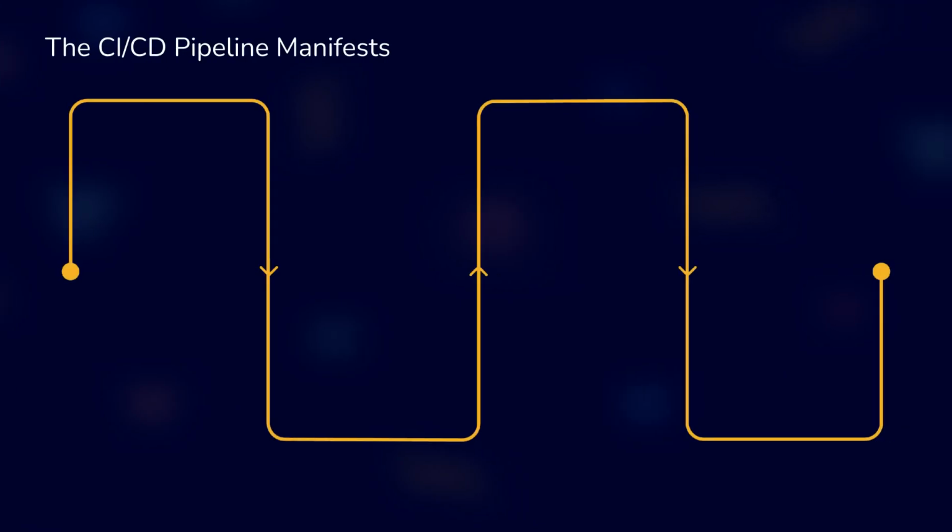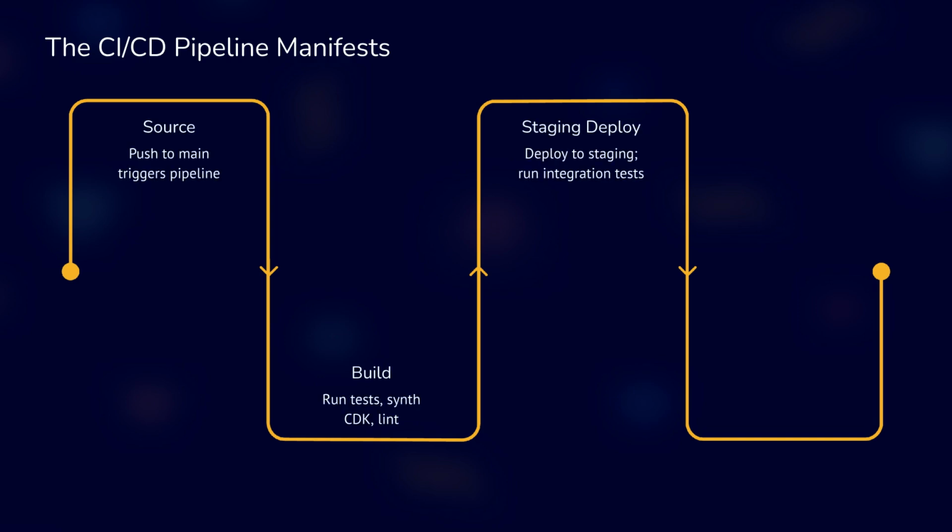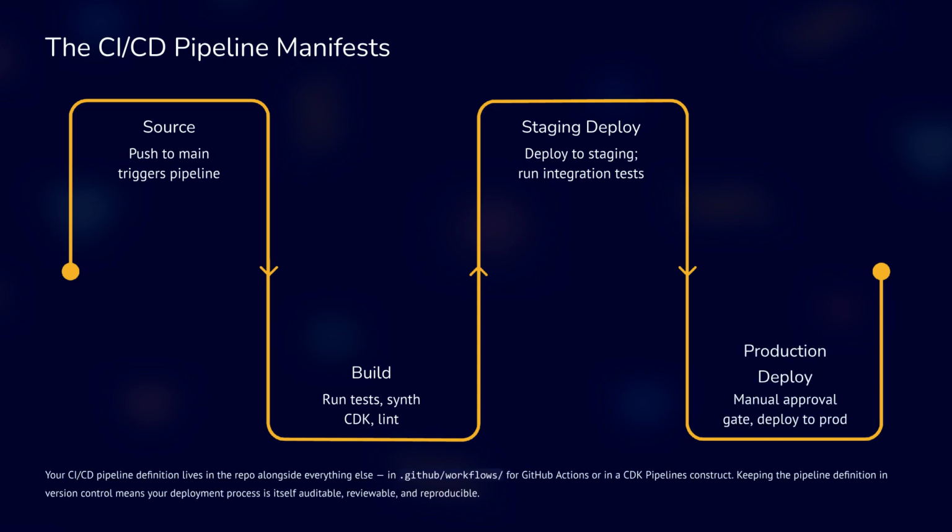The CI/CD pipeline definition also belongs in the repo, right next to your code. This pipeline is triggered by a push to main, moves through build and staging phases, and culminates in a production deployment, often gated by a manual approval.